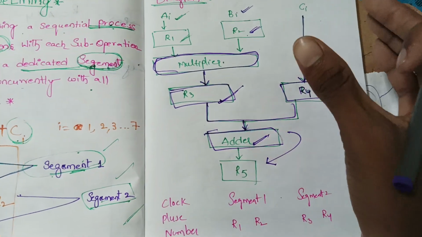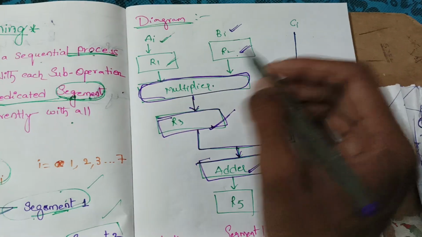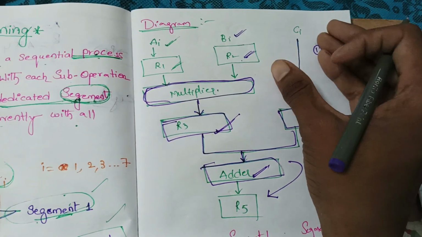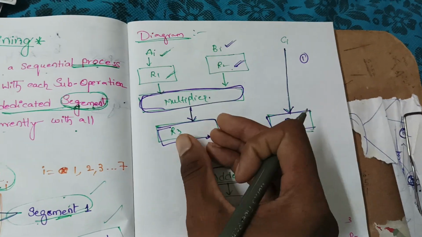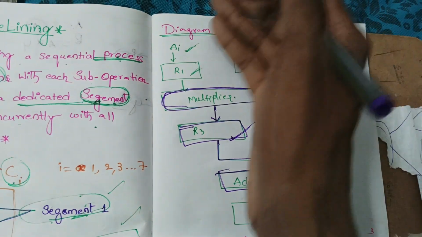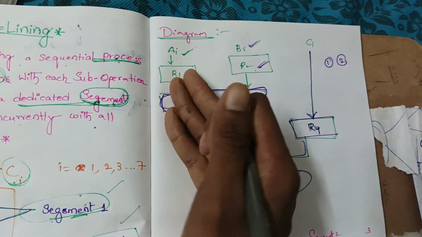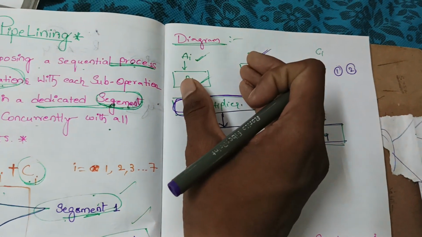For example, in order to achieve pipelining, I would like to show an example. In the first iteration I store the values of a and b into R1 and R2. After that it goes to the multiplier. After it calculates R3, in the next iteration the next values should be stored into a and b. So while one process is continuing, the next process is ready for execution.